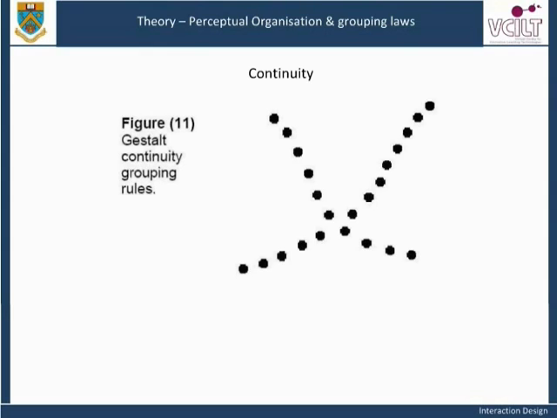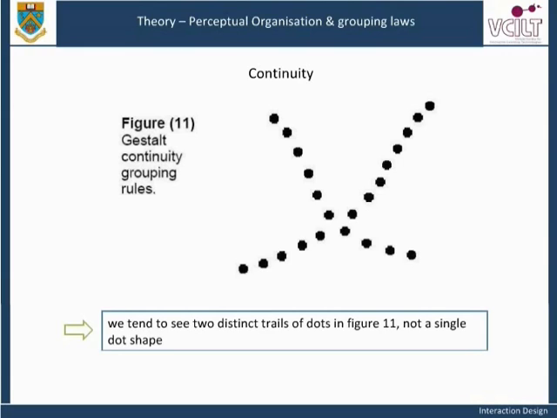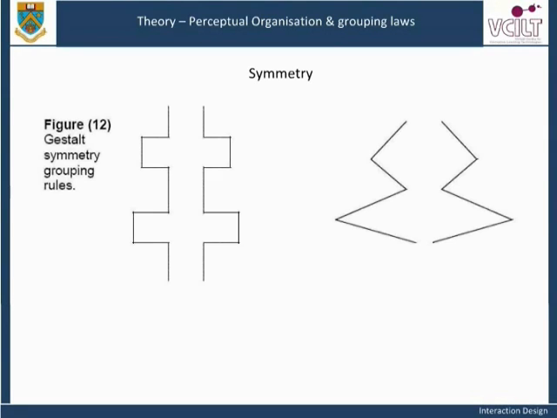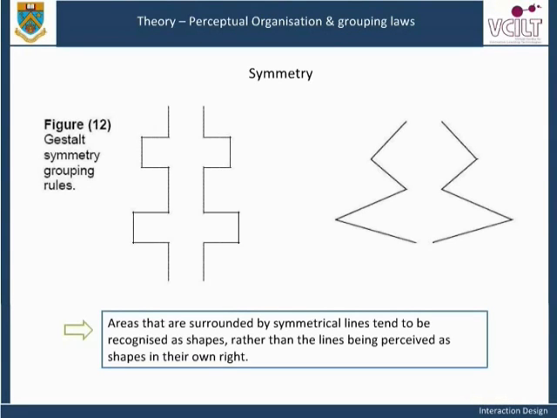Continuity. By using continuity in perception, we tend to see 2 distinct trails of dots in figure 11 and not a single dot shape. Symmetry. Areas that are surrounded by symmetrical lines tend to be recognized as shapes, rather than the lines being perceived as shapes in their own right.